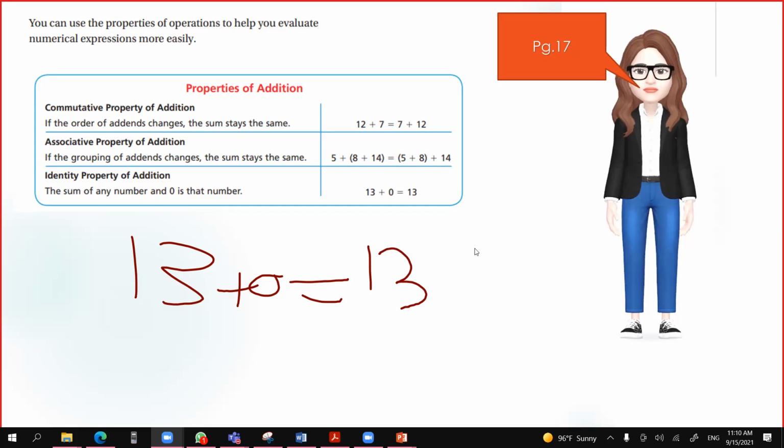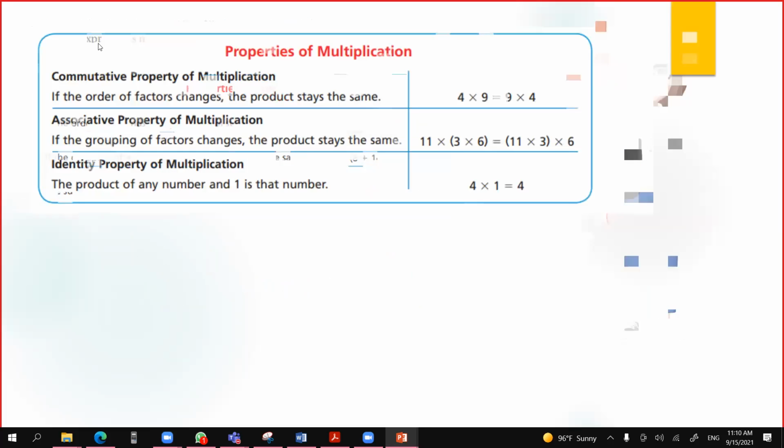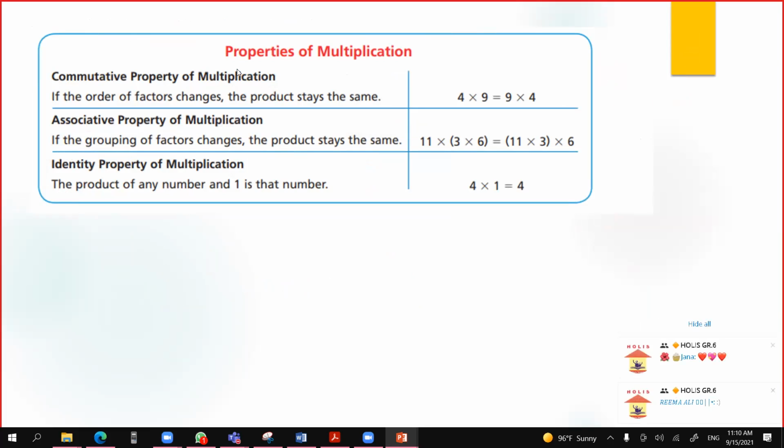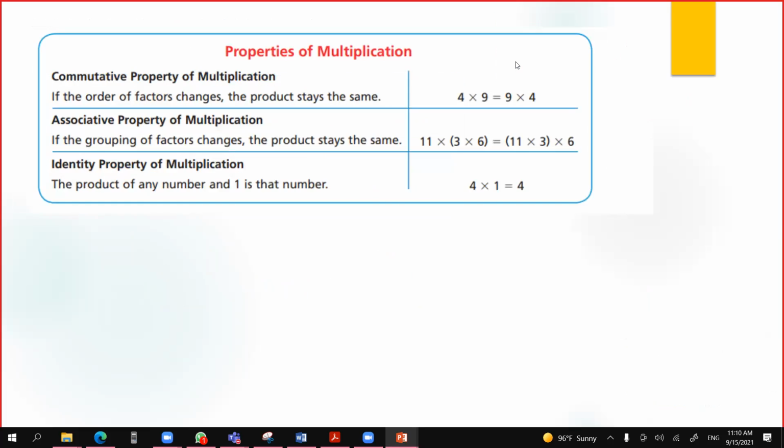Now, these are the properties of addition. Now, let's talk about the properties of multiplication. We have the three properties of multiplication. The commutative one. Commutative means if I change the order of factors, the product still the same. What do I mean by that? If you have 3 times 7, it is 21.